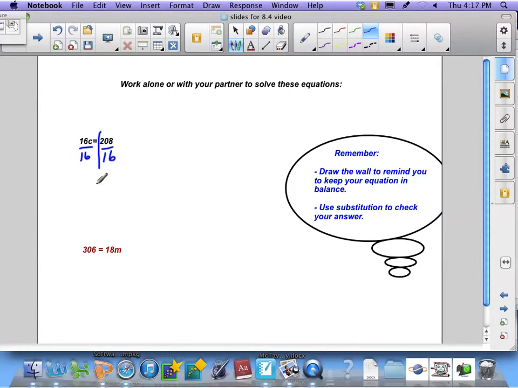Now we want to solve for c, so we're going to use the inverse operation of multiply, which is divide. 16c divided by 16 leaves me c. Now I have to do 208 divided by 16, and I'm going to get c is equal to 13.